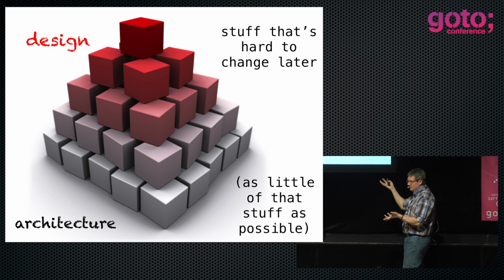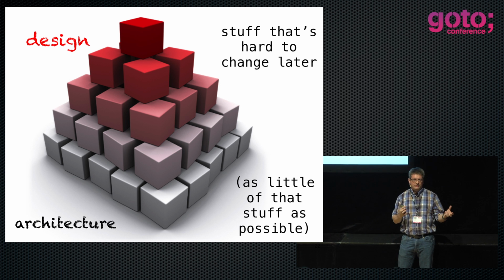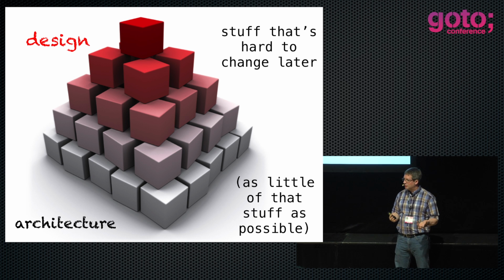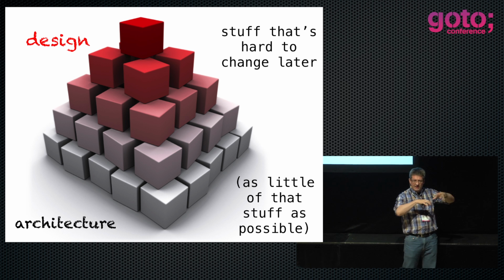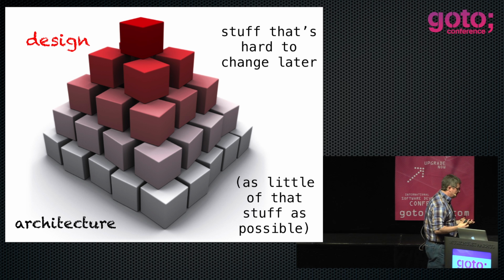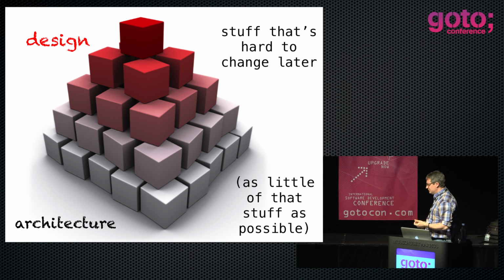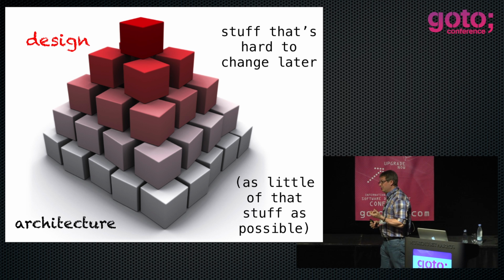So the gray boxes here in this very abstract picture represent architectural elements. You can't start shuffling those around without making everything unstable. But the things that are sitting on top, you have much more flexibility of moving around. And so you can ask yourself, when you look at your software stack, what's architecture versus design? If it's hard to change later, then it's architectural.